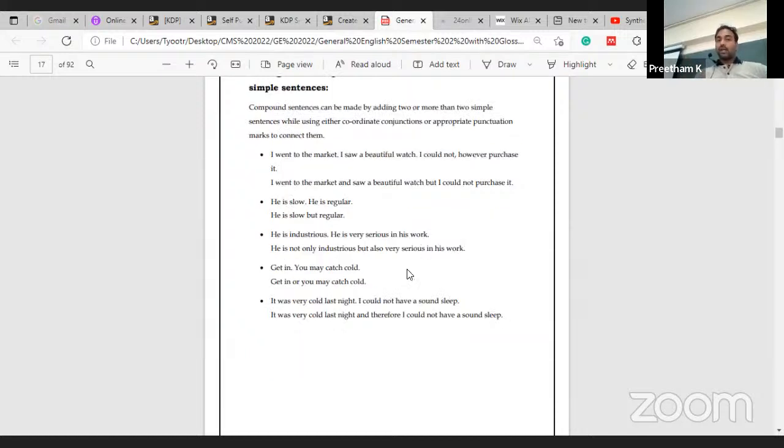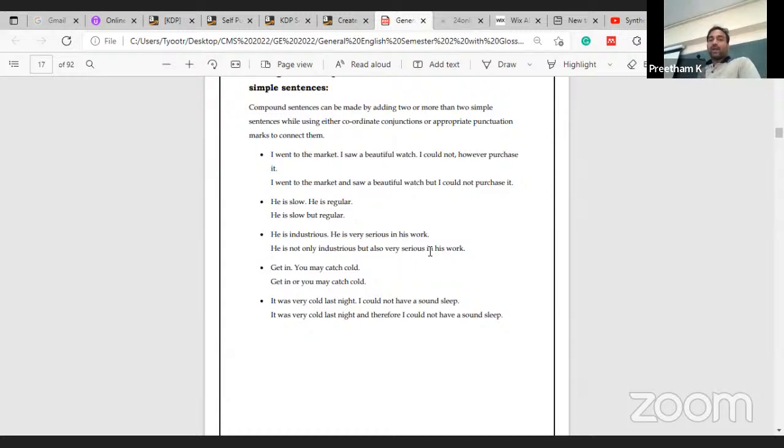He is slow, he is regular. He is slow but regular. Why can't you use "and" in this sentence? Can anyone of you tell me? Why can't you use "and" in this sentence? He is slow and regular. Why can't you use "and"? Because it does not convey appropriate meaning for the sentence. Because slow is a negative term and regular is a positive term. You have to contradict. Therefore, you have to use a suitable conjunction. That is but.